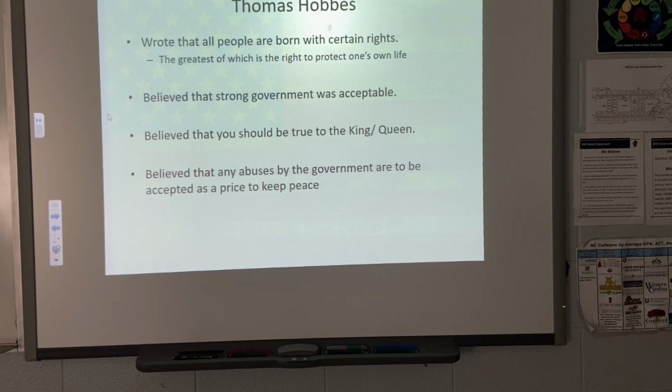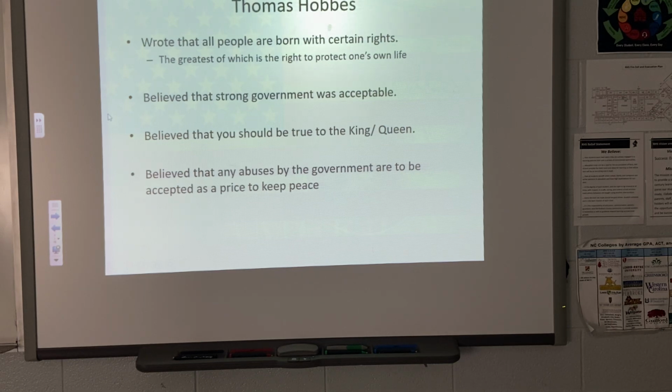I believe that we did need a stronger government. Again, if you recall from the Articles of Confederation, our central government was relatively weak. It was weak for a reason, and that was to prevent tyrannical rule. A stronger government was needed in order to stay unified, and to have a consistent set of laws to keep everything in operation. Thomas Hobbes believed people should be true to the king or queen, and believed that any abuses by the government are to be accepted as a price to keep peace.